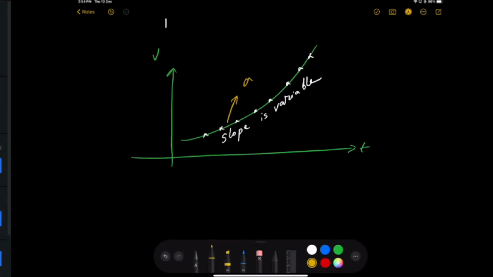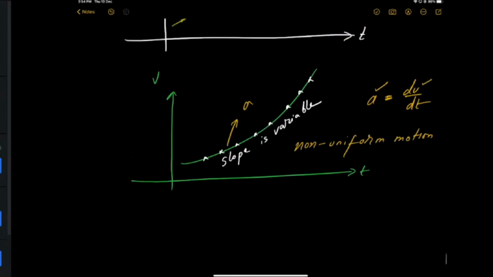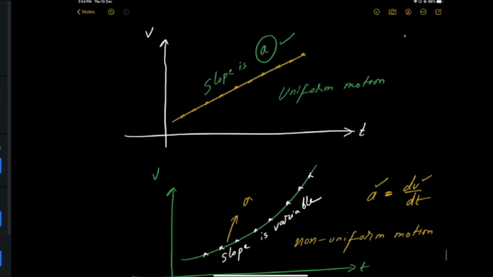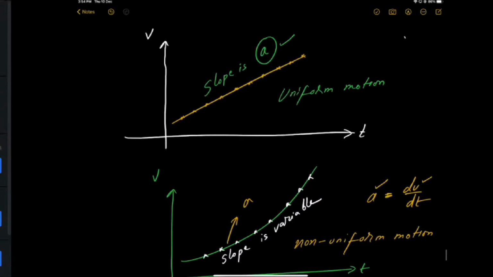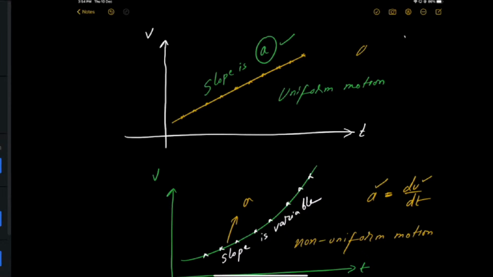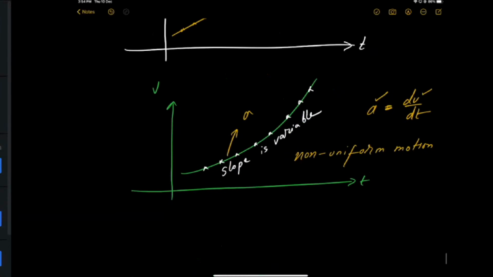In a velocity-time graph, a = dv/dt. So it's the derivative of velocity, that means it's the slope. Now the slope is changing, so this is non-uniform. If the slope of the velocity-time graph is constant, acceleration is constant, because acceleration is the slope. Why? Because a = dv/dt, which is nothing but the slope. So this is uniform motion and this is non-uniform motion. Do you agree? Okay, fine. Good enough.